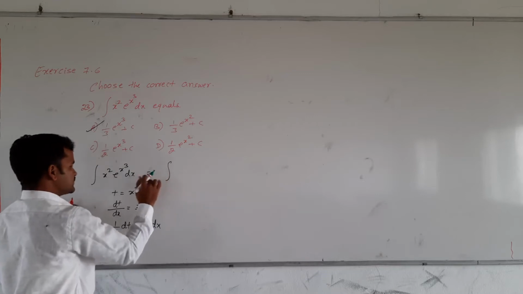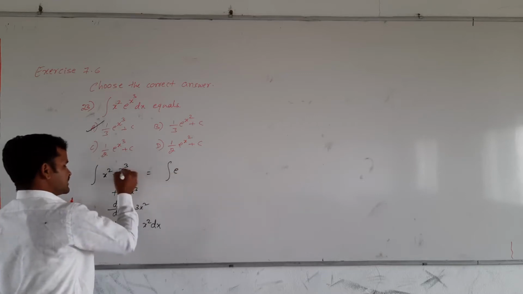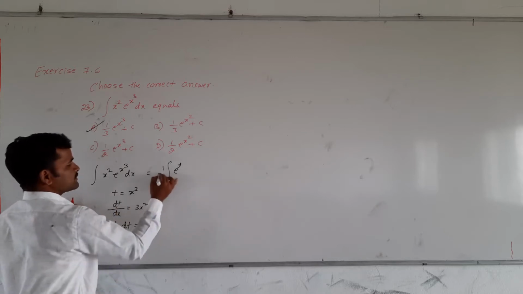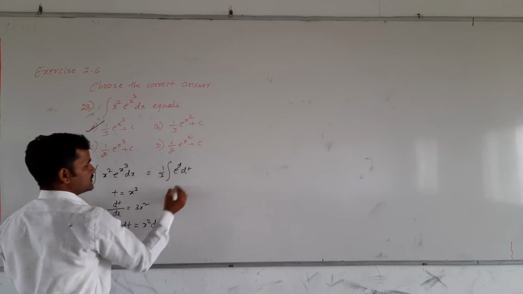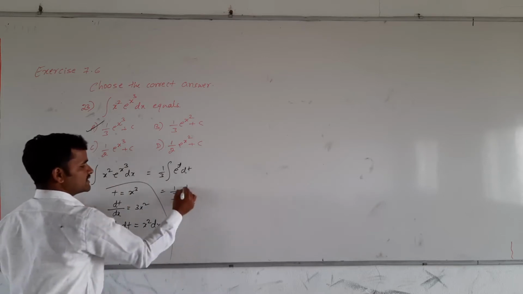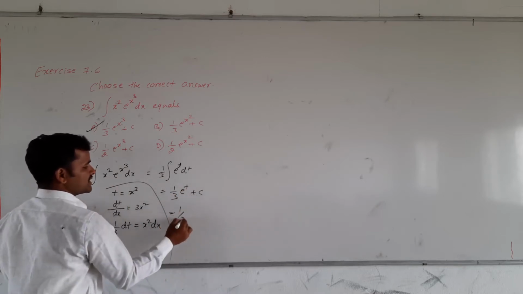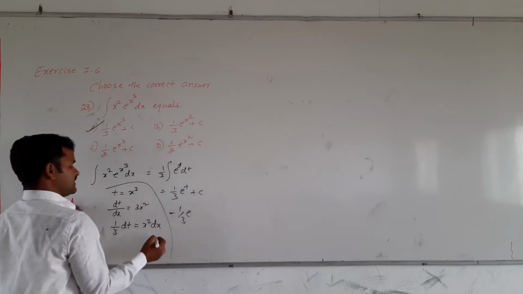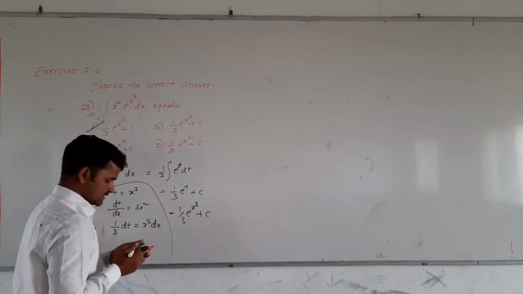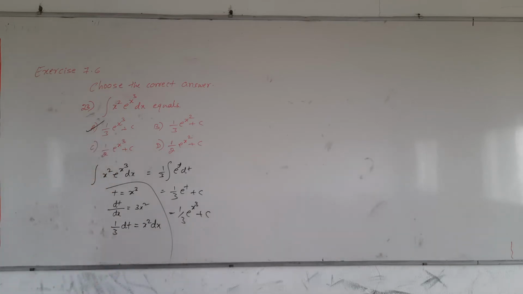This is integration of e raised to x cube, meaning t; x square into dx is nothing but 1 by 3 into dt. 1 by 3 I will write outside into dt, 1 by 3 into integration of e raised to t, that is e raised to t plus c, 1 by 3 into e raised to t, meaning x cube. Option A correct.